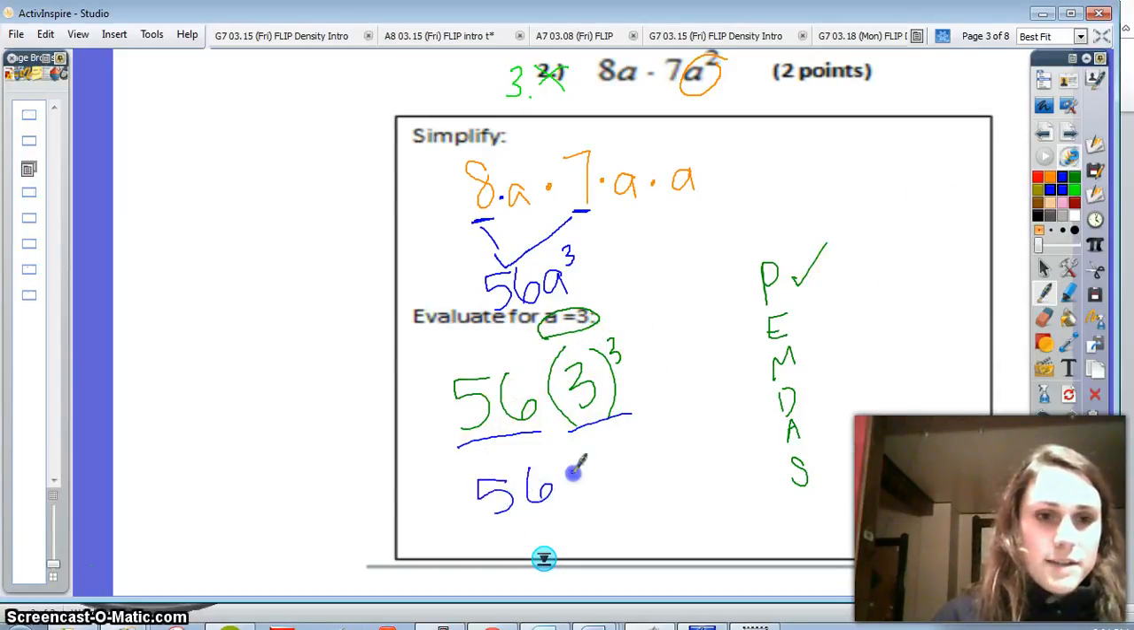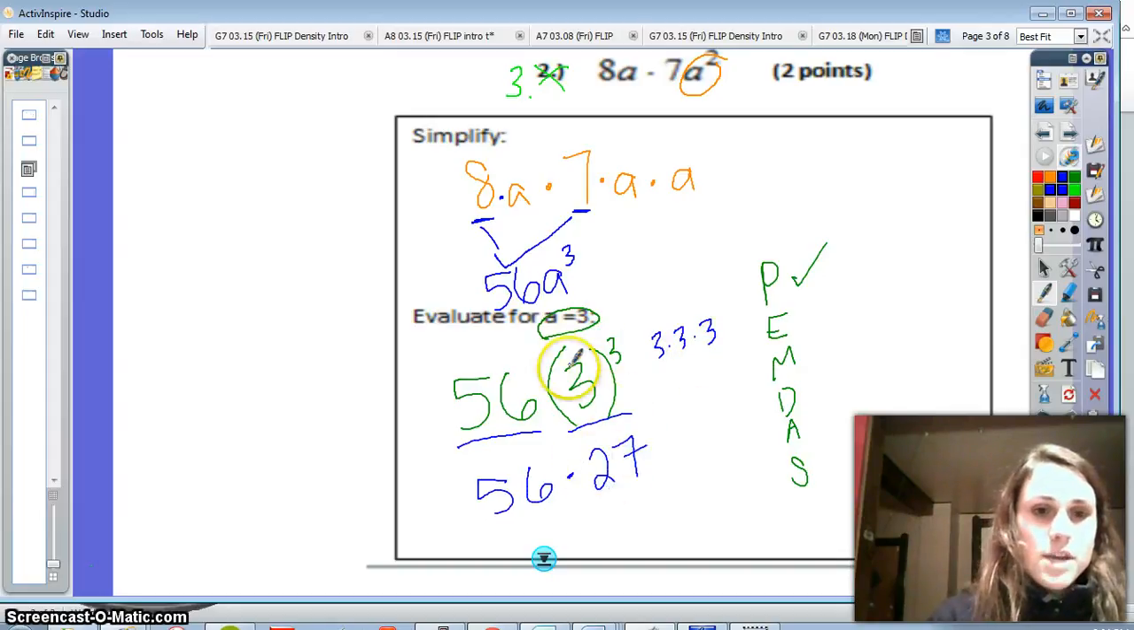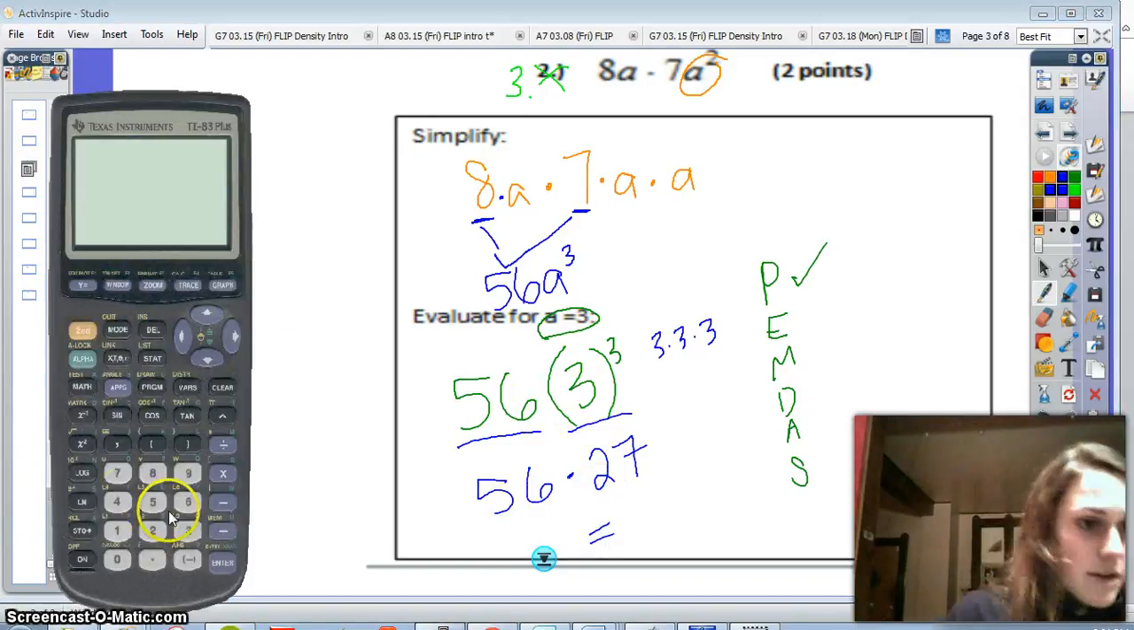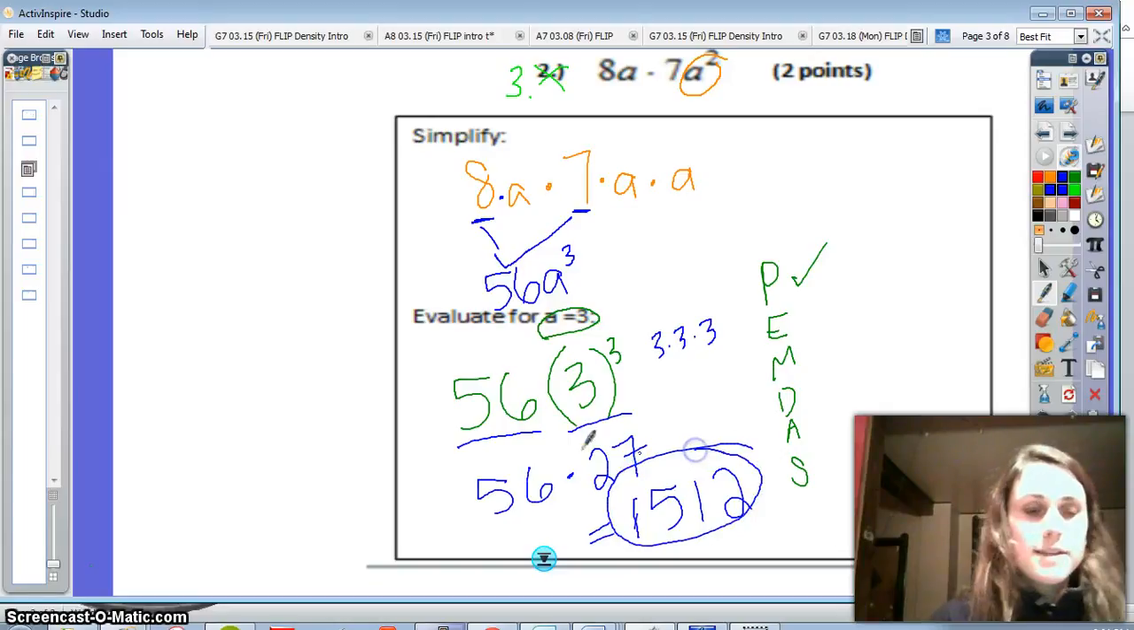So I have 56 times 3 to the third power, which is 3 times 3 times 3. 3 times 3 is 9, times another 3 is 27. So 3 to the third power is really just 27. Now I'm going to do 56 times 27. I need my calculator for this one. 56 times 27 equals 1,512. I just evaluated that expression for when a equals 3.